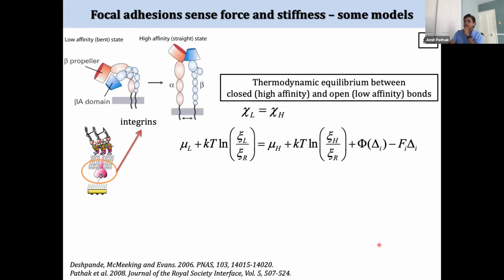All right. The third model is looking at thermodynamic equilibrium. This is a little more complicated. We are just comparing energies here. So on the left-hand side, these are low affinity integrins, meaning unbound integrin. On the right-hand side, psi h. This is the high concentration of high affinity integrins, and this is the force applied.